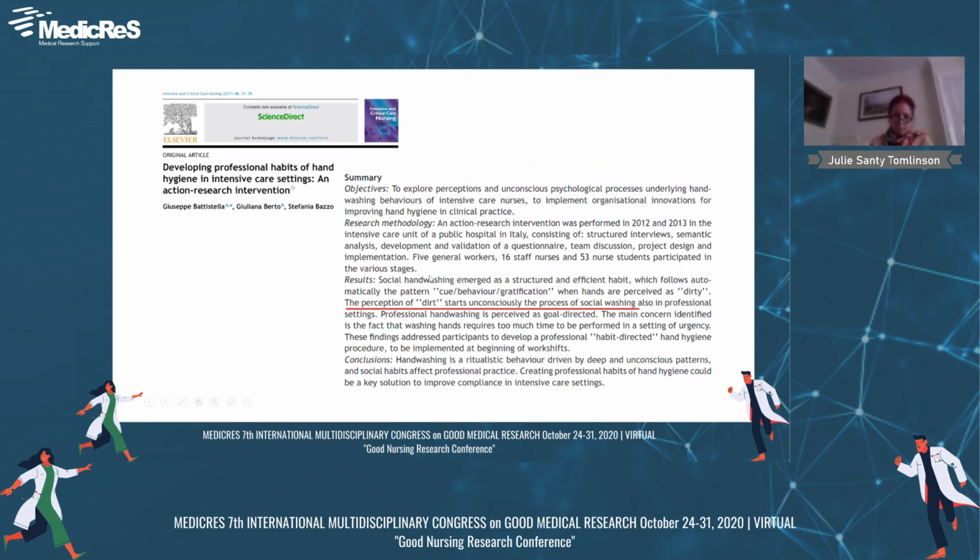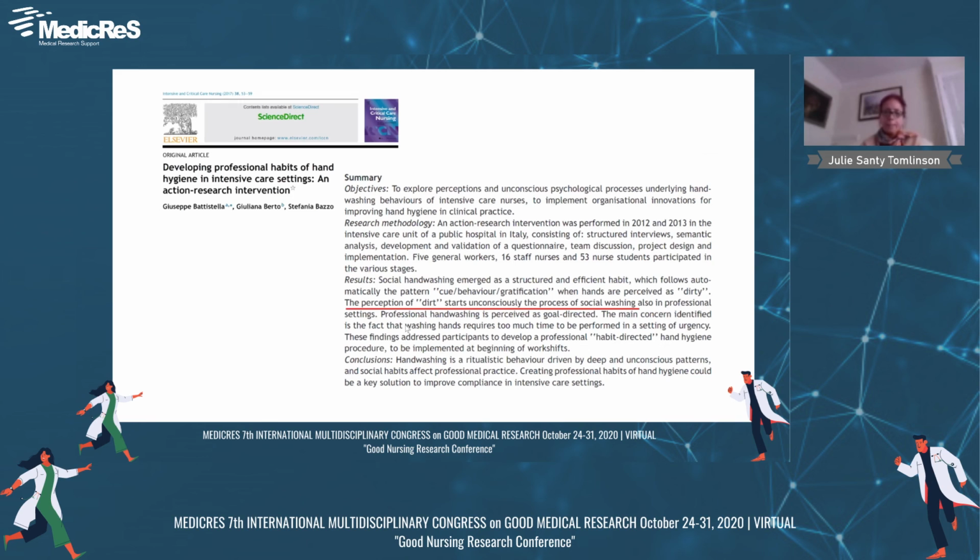So I want to leave you with a final example of how this might work, and I'm going to refer to hand hygiene again. We might as well stick with the same thing. This is a study in 2017 that was conducted in Italy, and what these researchers wanted to do was to explore the perceptions and unconscious psychological processes underlying hand hygiene behaviour in intensive care nurses. And that goes back to the things I was saying: they clearly looked at what the literature says about why it is difficult, why we have trouble implementing hand hygiene practice in practice.